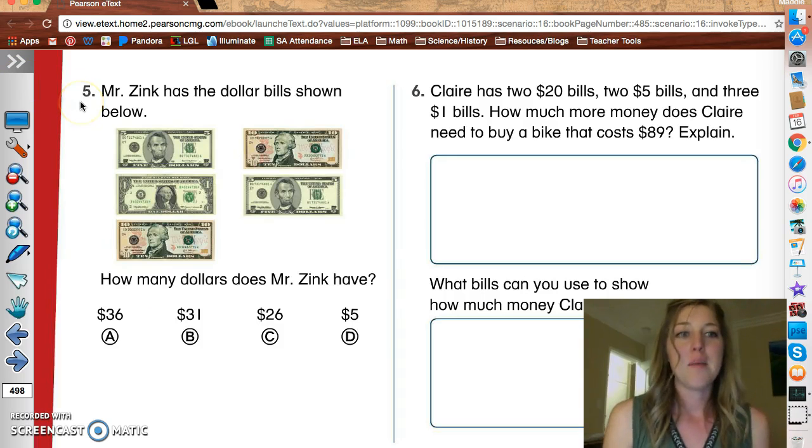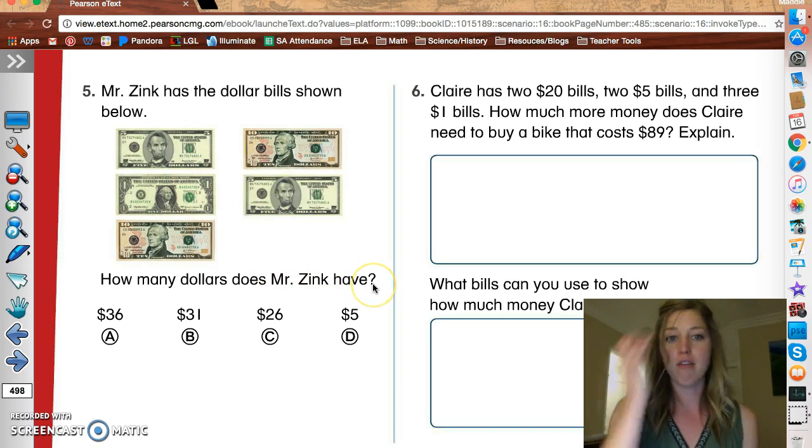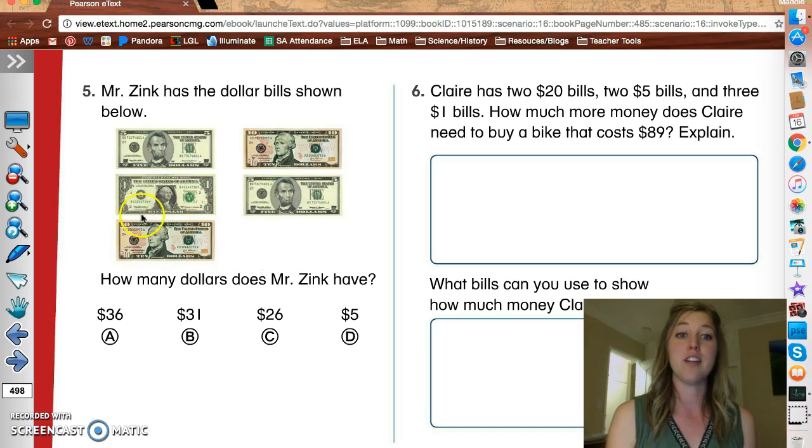Number 5, Mr. Zink has the dollar bills shown below. So Mr. Zink has this. How many dollars does Mr. Zink have? So you need to figure out how many dollars this is, and then bubble in your answer. You can pause.